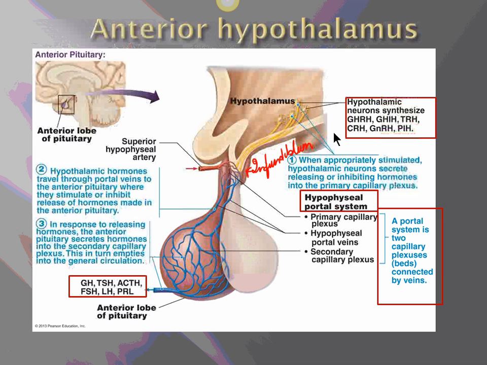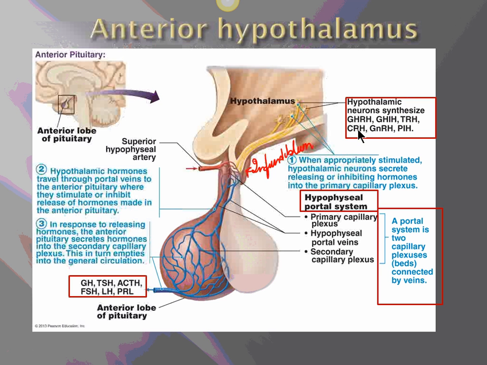So these releasing or inhibiting hormones are released into the circulation here, from where they come into the anterior pituitary. And then in response to them, the anterior pituitary will secrete its various hormones. So the growth hormone releasing hormone, for example, will cause secretion of growth hormone. The inhibiting hormone will prevent secretion of growth hormone. The thyroid releasing hormone will cause secretion of thyroid stimulating hormone.